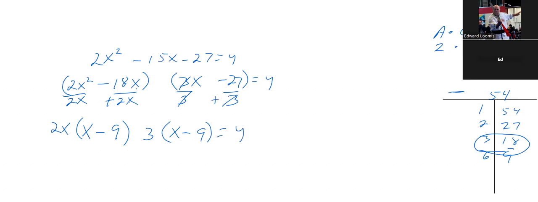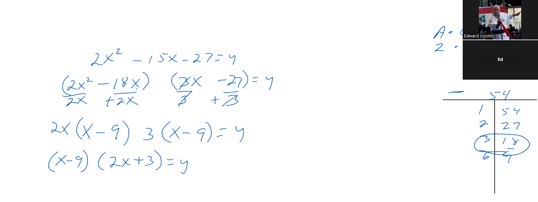What's the same? Well, my parentheses are the same. X minus 9. They're exactly the same. What's left? 2x plus 3. I know the 3 is positive because they didn't tell me it was negative. They have to tell me if it's negative. And that's equal to y.